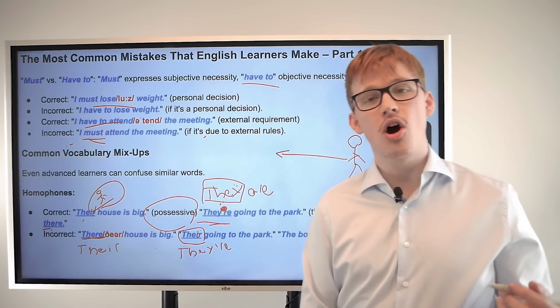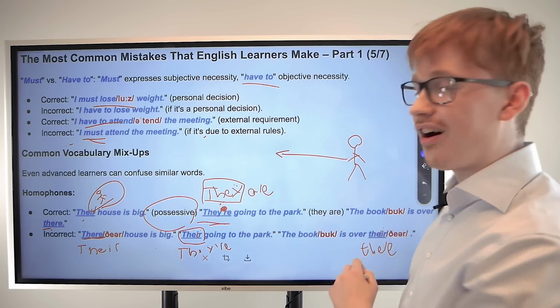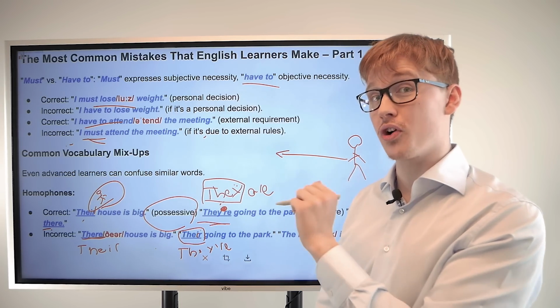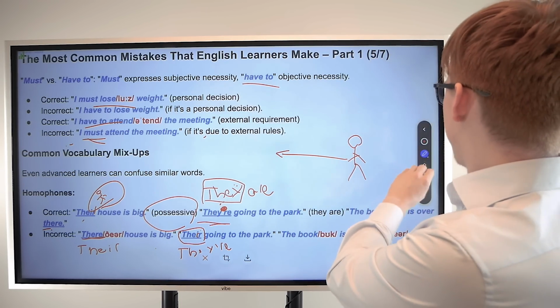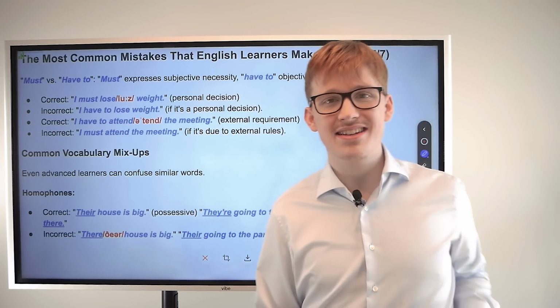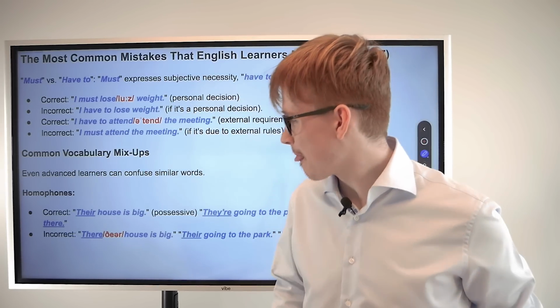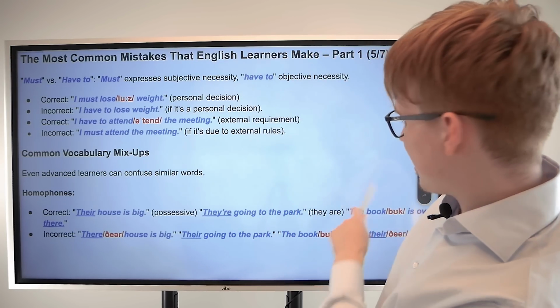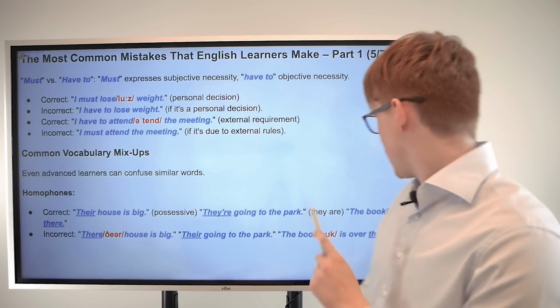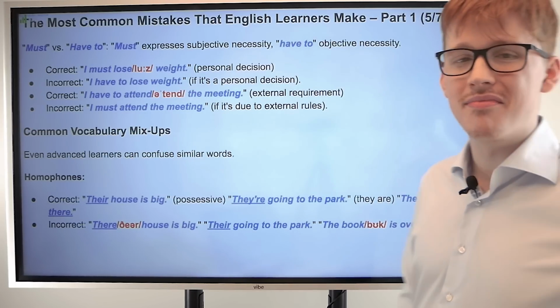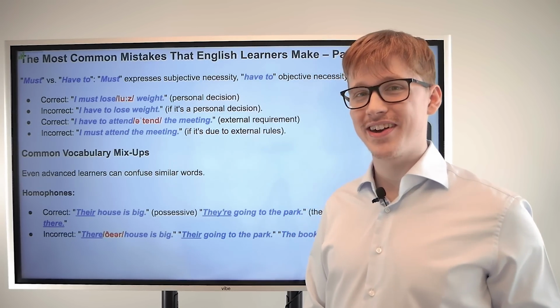The book is over there, with an ERE, as you're pointing at the book. You see. And now let's have a look at some pronunciation. And the ones in red, let's have a look at them. The book. How would you say the word book?